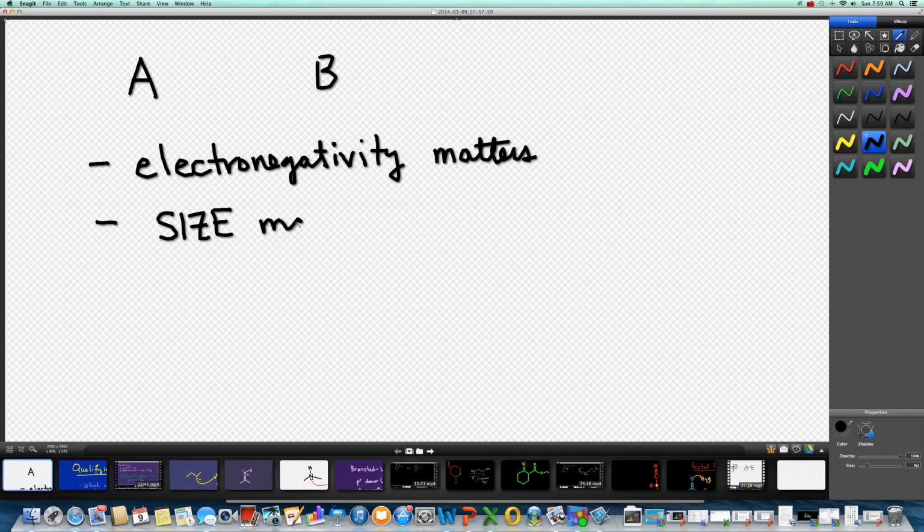So let me just settle the age-old argument. Does size matter? Why, yes, it does.